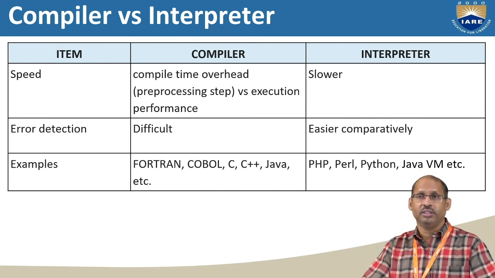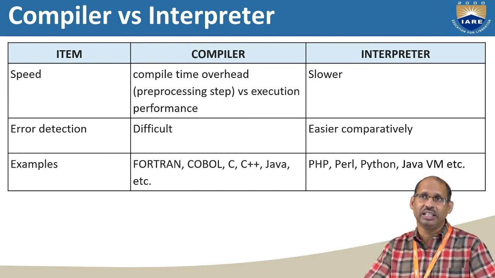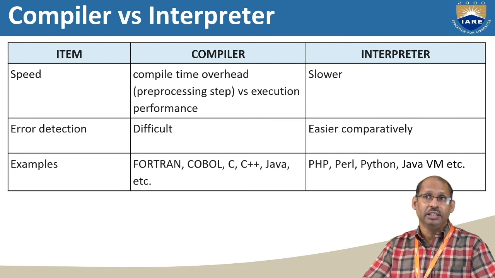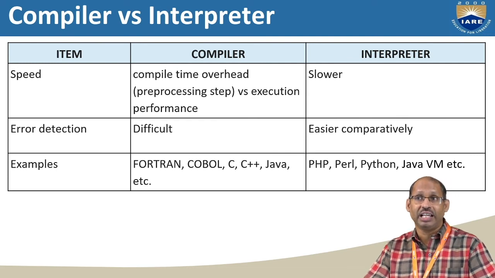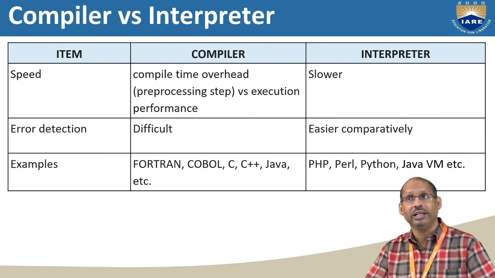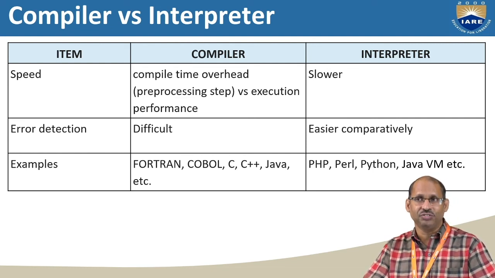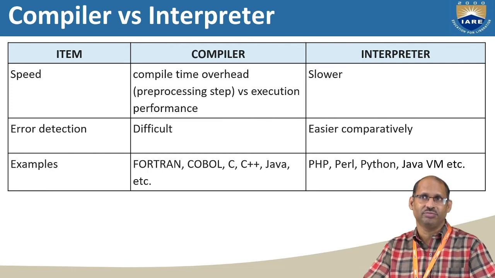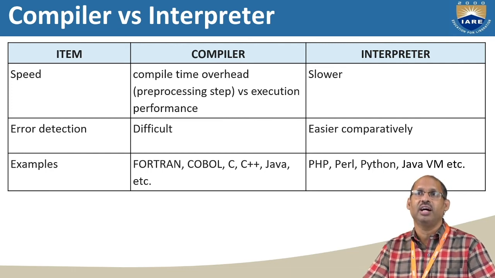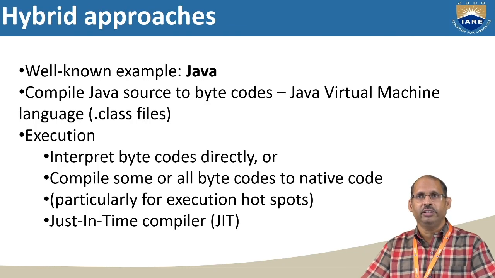Here, Fortran, COBOL, C, C++, Java, these are the languages which use the compiler. Here, PHP, Perl, Python, Java Virtual Machine, these are the different languages that use the interpreter. So depending on the programming language and its features, it will select either a compiler or an interpreter. Right?